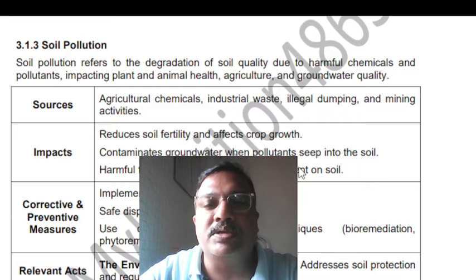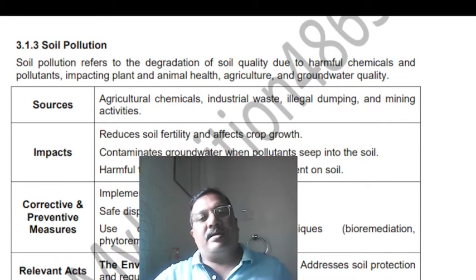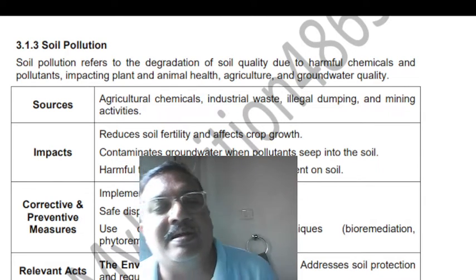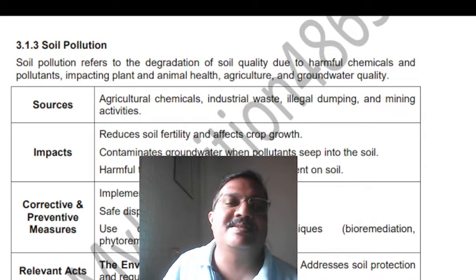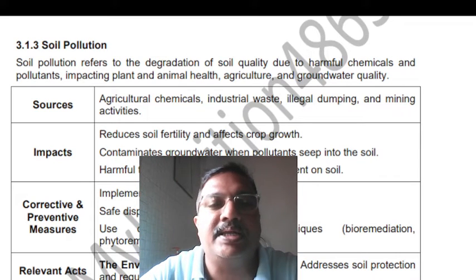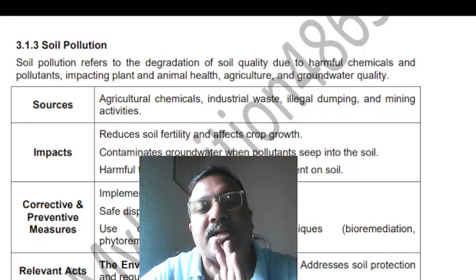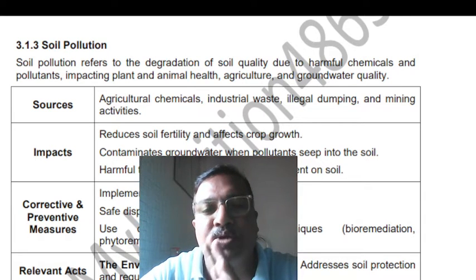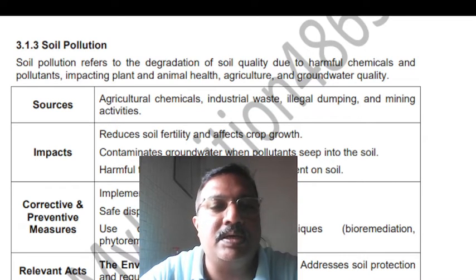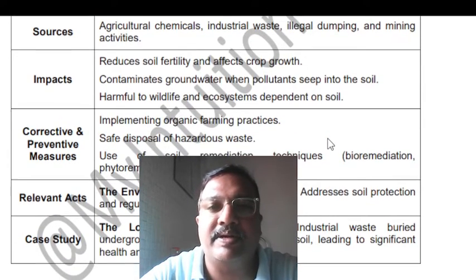Soil pollution. Today we know about soil pollution because agricultural food generation is getting contaminated. The pollutants reduce soil quality, making it difficult for plants and animals to survive. Soil pollution also affects agriculture, it affects human health, and even the water sources. So the causes, effects, solutions, and a case study are given here.